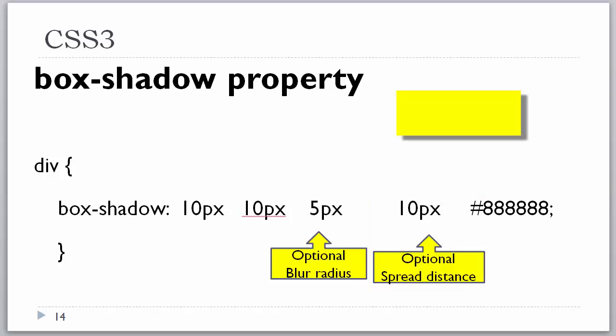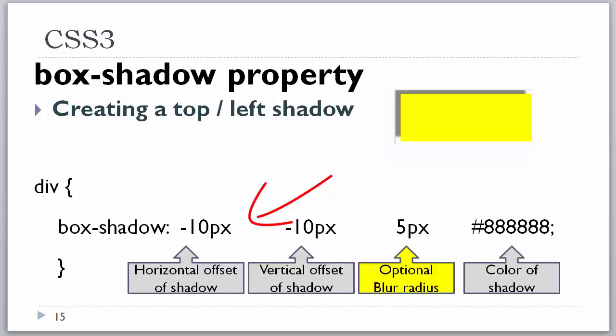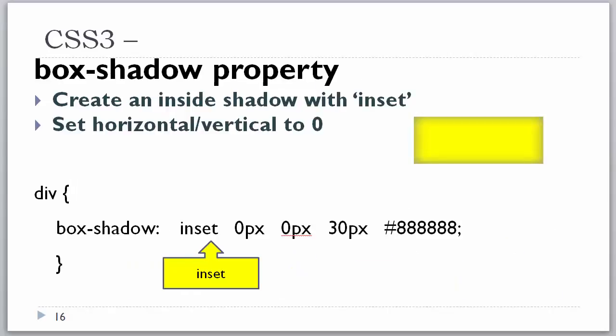Now here again, our shadow is on the bottom right, which is pretty much the standard. Should we wish to move it to the top left, all we need to do is to use negative values for the horizontal and vertical offset. The inset parameter for the box shadow gives us a very nice inner blur, inner shadow.